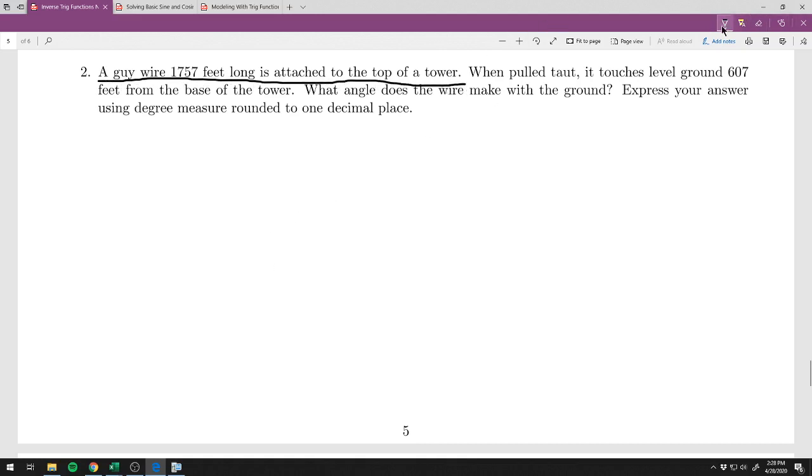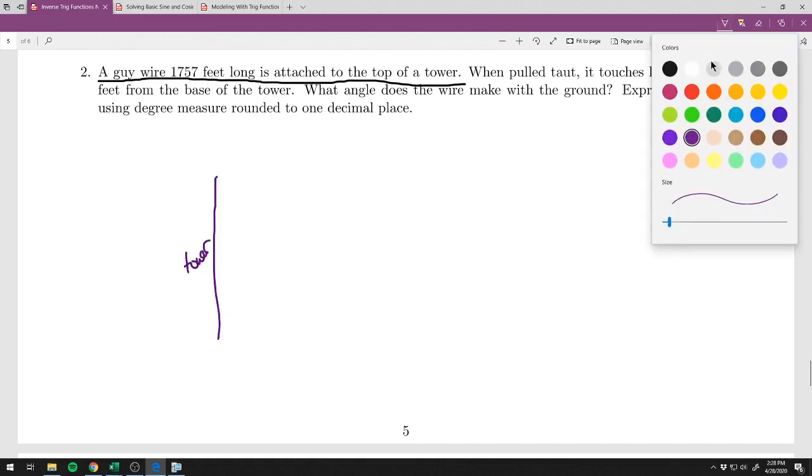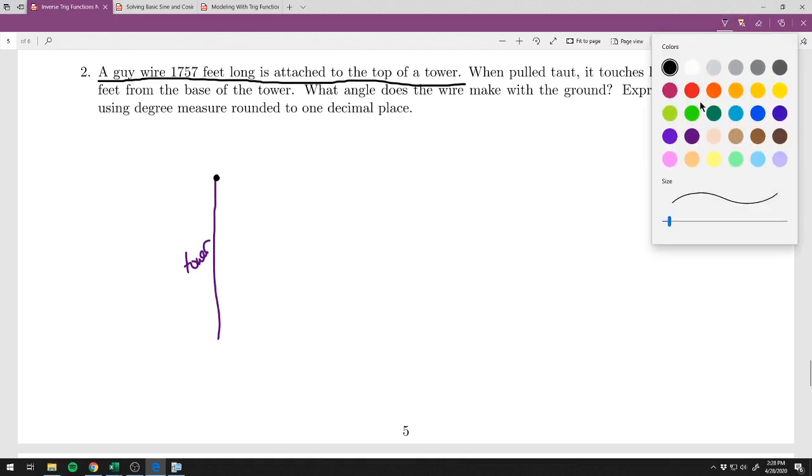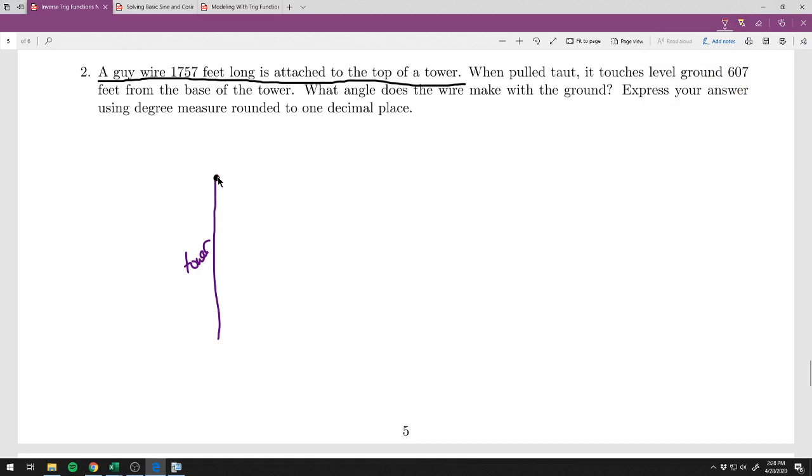All right, so I'm just going to draw that picture. So far we have some tower. There's my beautiful tower. And we have our wire attached to the top. And when it's pulled taut, it touches level ground 607 feet from the base of the tower. So we take our wire here and we bring it down to the ground. It hits the ground here. This is our wire, which is 1,757 feet. And it hits the ground.